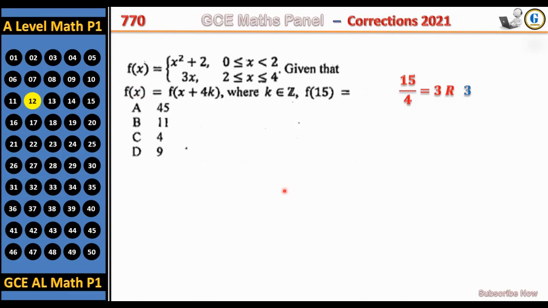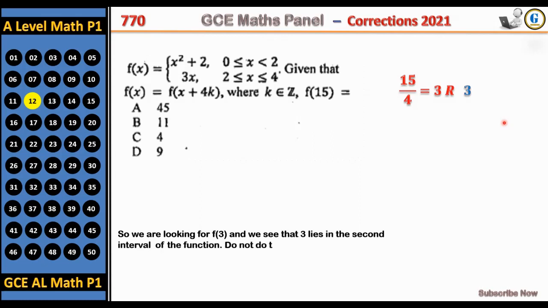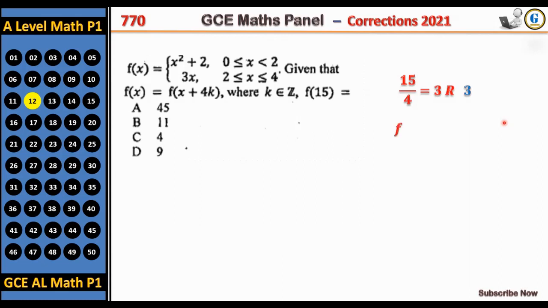And we see that this 3 lies in which interval? Is it in the first interval or the second? 3 lies between 2 to 4. So we are going to use the second part of this function to look for f of 3, because the 3 lies in this interval. And this will give us a value of 3 times 3, which is equal to 9.